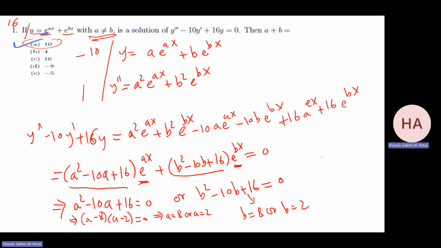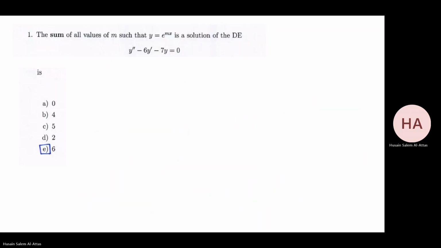Notice, I need to find A plus B, but I need A not equal to B. So if I take A equal 2, I should take B equal what? 8. If A equal 8, I should take B equal 2. In both cases, the sum will be what? 10. So this is my answer.